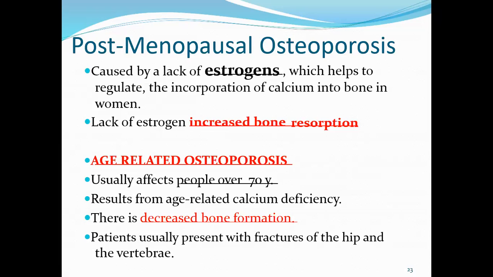Then age related osteoporosis usually affects people over 70 years of age. In this case, the age related osteoporosis condition is obtained. It results from age related calcium deficiency. As age goes on increasing, about 70 years of age, the metabolism processes do not occur properly and hormonal changes occur, because of which our body is not able to take the required quantity of calcium, so calcium deficiency is observed, and this leads to osteoporosis. There is a decreased bone formation. Bone formation does not occur properly in this particular case.